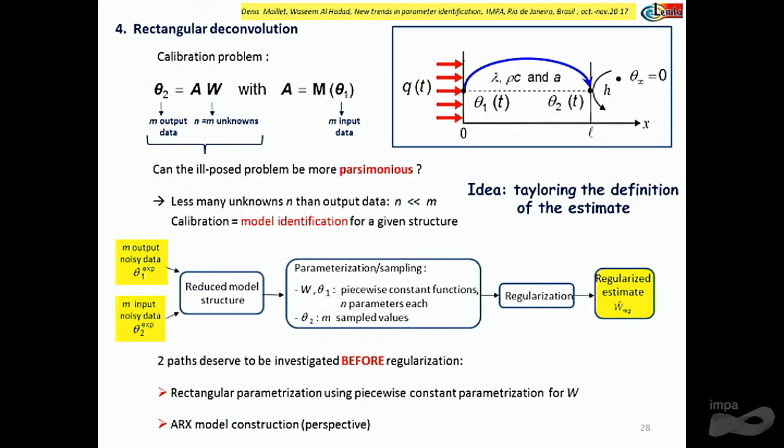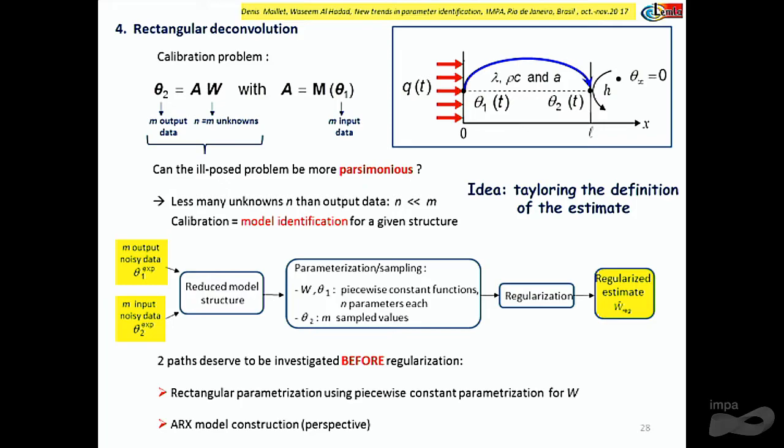So the idea is to tailor the definition of the estimate, in order not to have a square problem but a rectangular inverse problem, so to have fewer unknowns than data. The calibration is a model identification for a given structure. Here we have M noisy output data, same for the input. We have a reduced model structure. Here we will try to get a rectangular parametrization using piecewise constant parametrization for W.